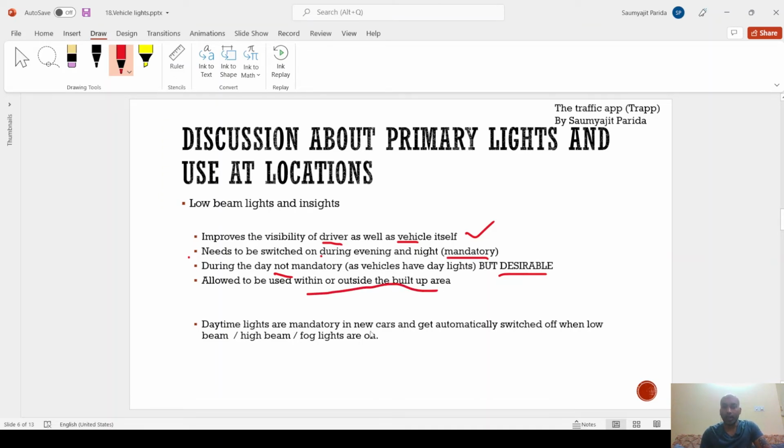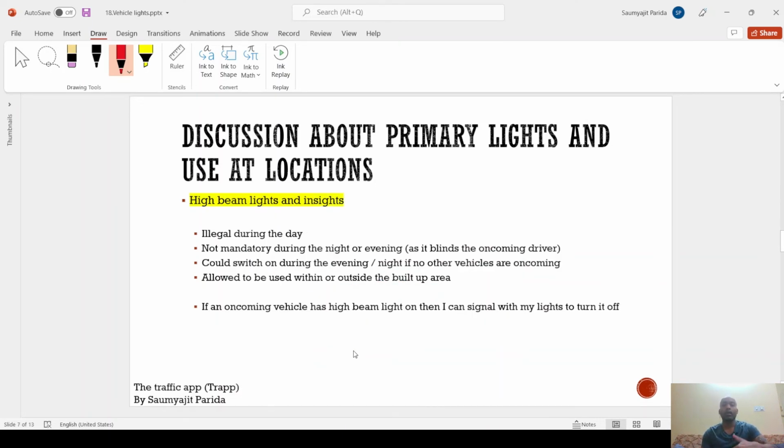Daytime lights are mandatory in new cars and get automatically switched off when low beam, high beam or fog lights are on. So these are always on, but they get automatically switched off when one of the other lights is switched on. Then regarding high beam lights and the insights.